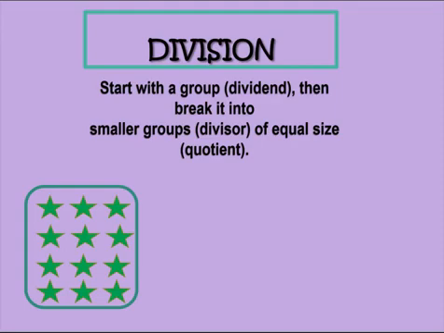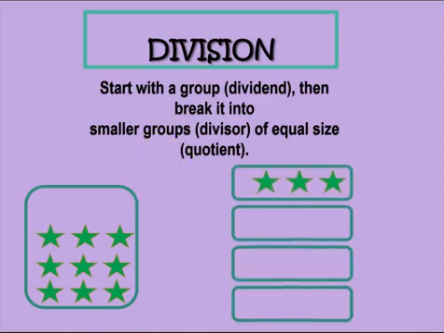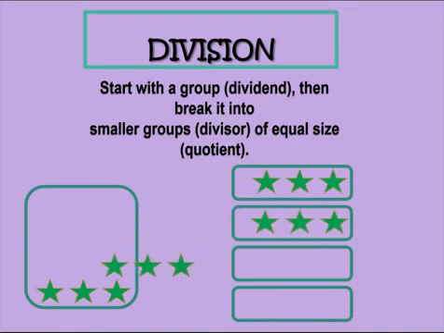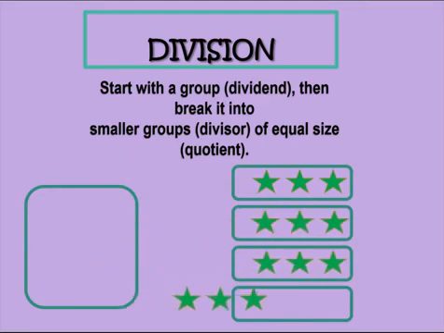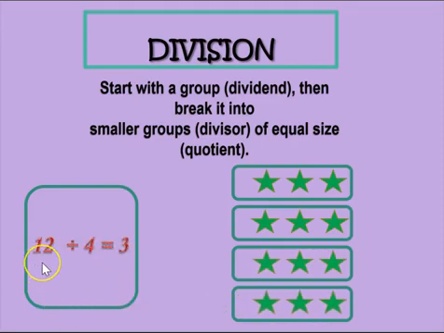Start with a group for division. We call it the dividend. Then break it into smaller groups, the divisor, of equal size, which is our quotient. In this example, I have 12 green stars here. I am going to break them into 4 groups. You notice I'm putting the exact same amount on each square or rectangle, and I have 12 stars divided by 4, that was my groups, equals 3. There are 3 in each group.